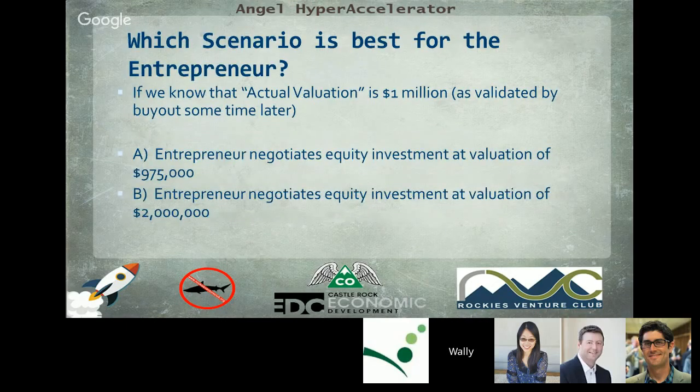So here's another thing that's really important to understand about valuation: getting the best valuation is not always the best thing for the entrepreneur. We have this thought experiment where we say, if we know the actual valuation of a company is $1 million, which is best for the entrepreneur? They negotiate an equity investment at $975,000, leaving $25,000 on the table, or they get an equity investment at a valuation of $2 million, effectively double what the actual value of the company is.